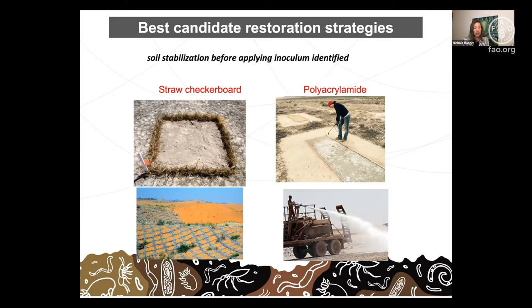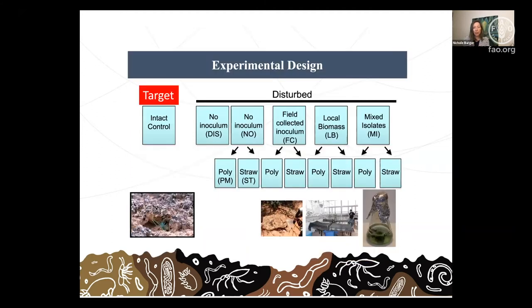So one stabilization strategy we used was a straw checkerboard. This is when straw is inserted vertically into the soil as small silt fences to capture soil fines and also seeds. And this has been used extensively, as you can see in the lower picture, in parts of China in dune stabilization. A second soil stabilization strategy was the use of a commercial product. This was a polyacrylamide, so you can almost think of this as a dirt glue. And that was actually the product name, Dirt Glue. What that does is that it degrades over time, but initially it will stabilize that soil surface. So those were our two stabilization strategies that then fed into our broader experiment.